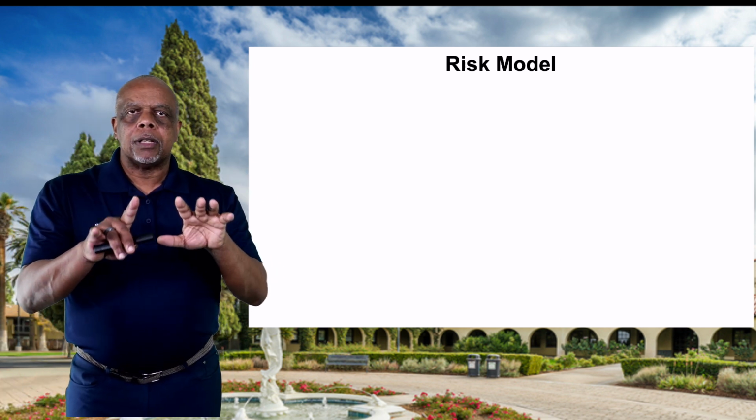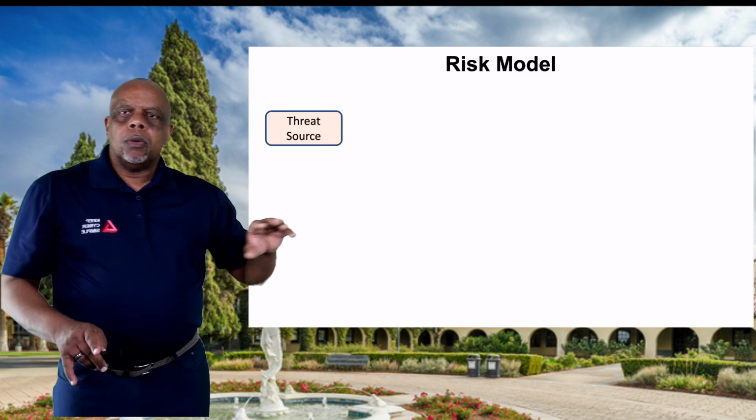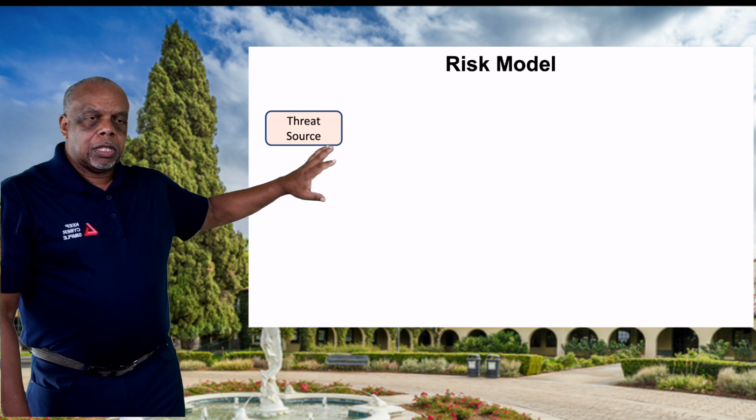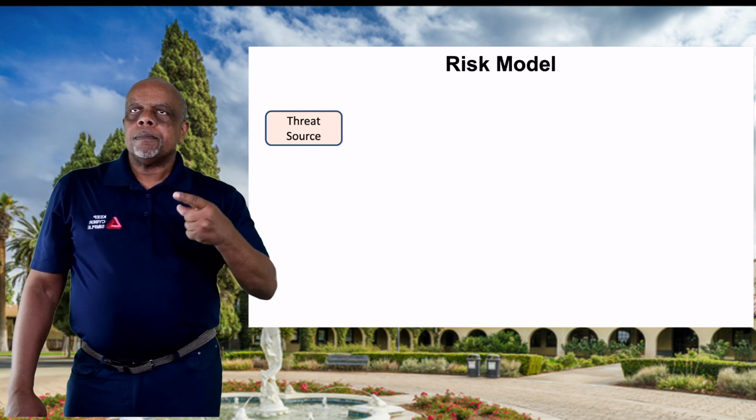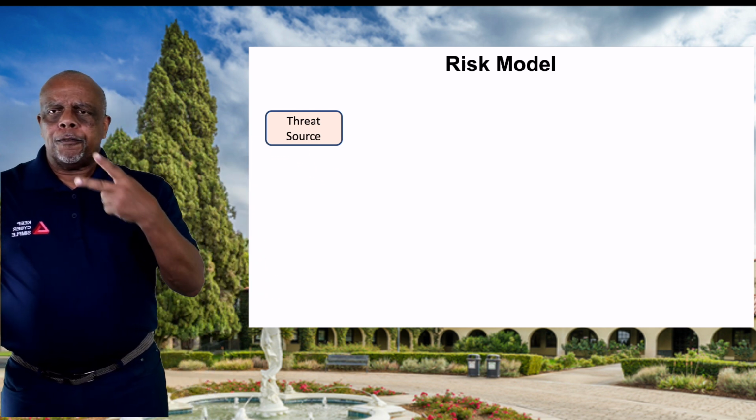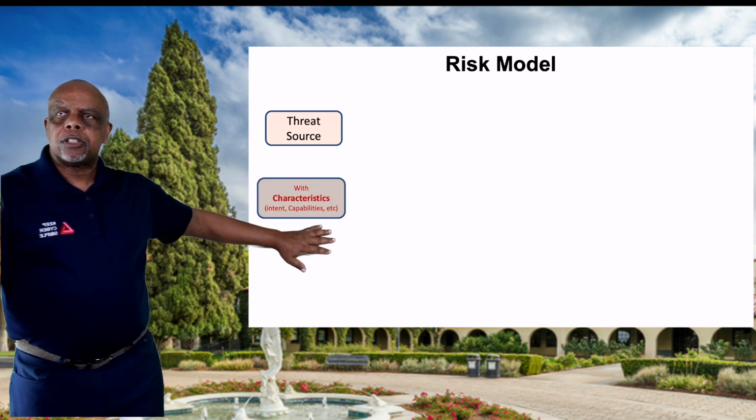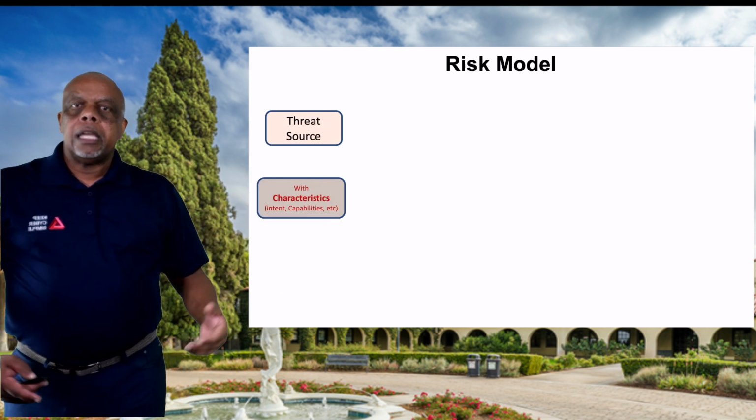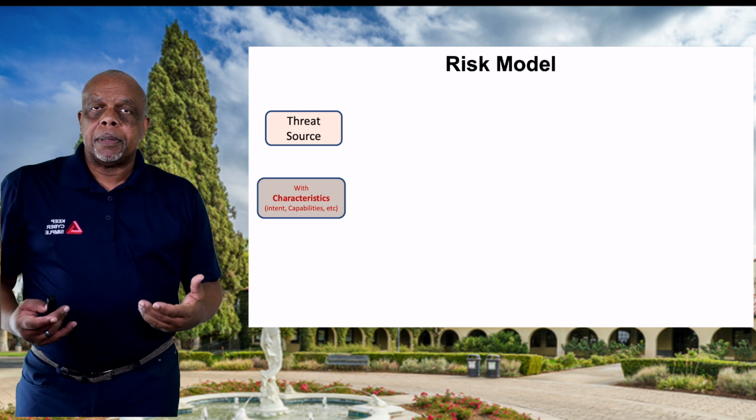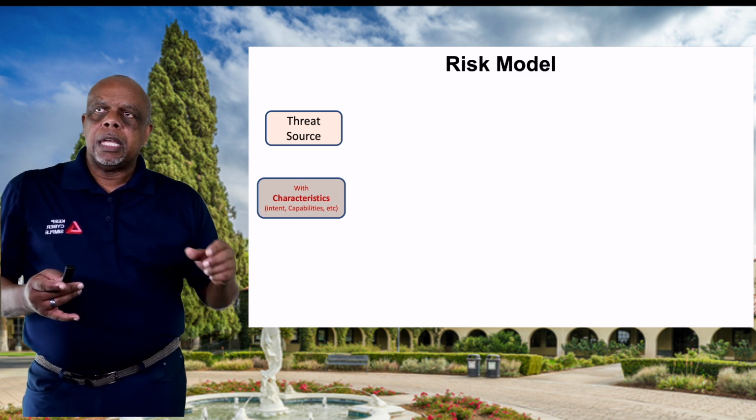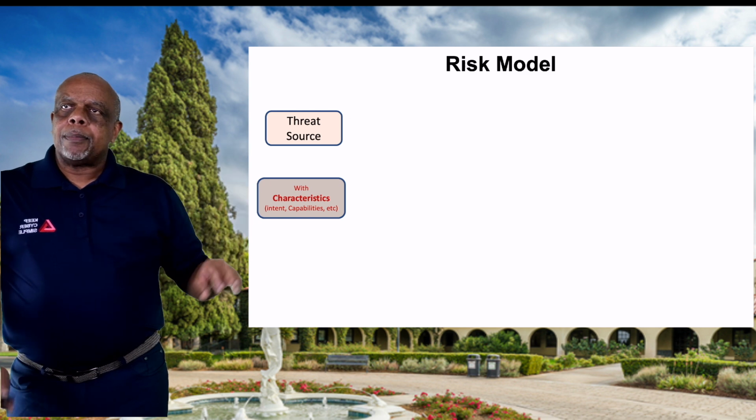Okay, we're going to take it down another notch. So we have a threat source, and like I said, that could be with respect to cybersecurity, an insider threat, phishing attacks, all of these different things. And that threat source has some type of characteristics. It has intent. It presents some type of capability base. Those characteristics now make it a viable threat.